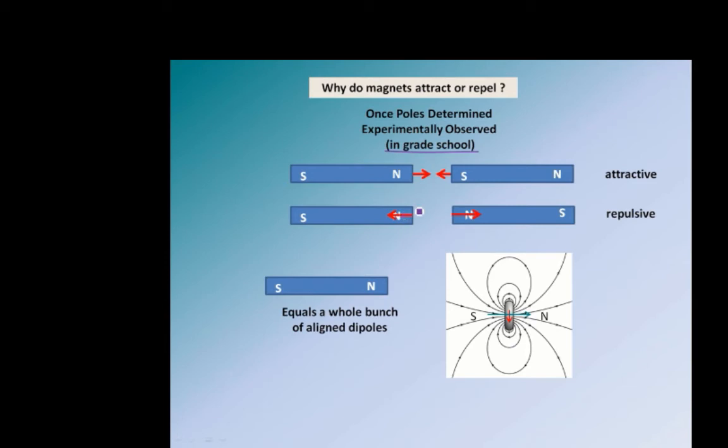If we take a bar magnet and look at it in terms of the physics of magnetism, what it can be described as is a whole bunch of aligned dipoles. And so here's a dipole here, it's a little current here, and it has a south and a north end. And so if you put a whole bunch of these in here and they align, then you have a bunch of dipoles representing the magnet.